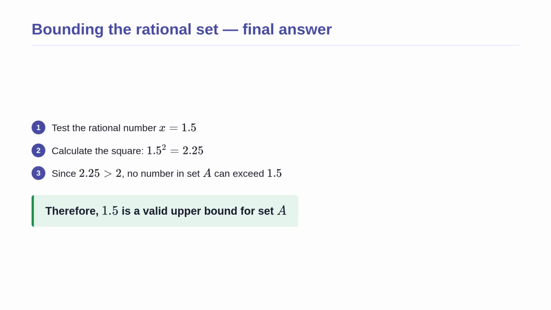Let us test if this set has a ceiling. We already know that the square of 1.5 is 2.25, which is strictly greater than 2. Therefore, no number inside our set A can possibly be larger than 1.5. This means 1.5 acts as a valid upper bound, proving that the set is bounded above. According to the completeness property, because the set is bounded above, a supremum must absolutely exist. But what exactly is that tightest boundary?